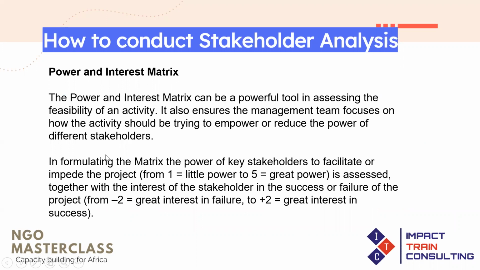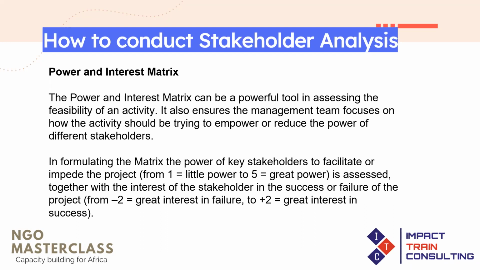Now, another tool that you can use is called the power and interest matrix. The power and interest matrix is a tool that is used in assessing the feasibility of a project activity, and it helps you to ensure that your team focuses on how that activity or that project will try to empower or reduce the power of different stakeholders. And in formulating the matrix, the power of key stakeholders to facilitate or impede the project is assessed.